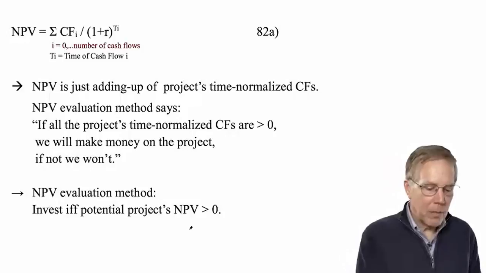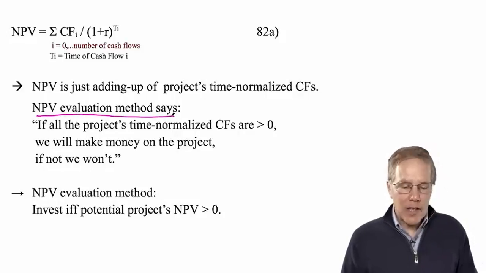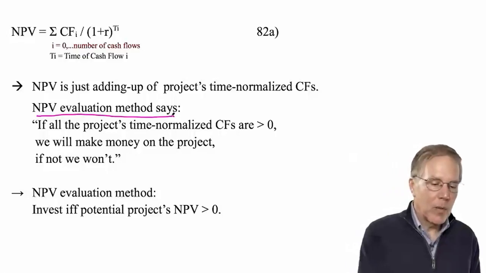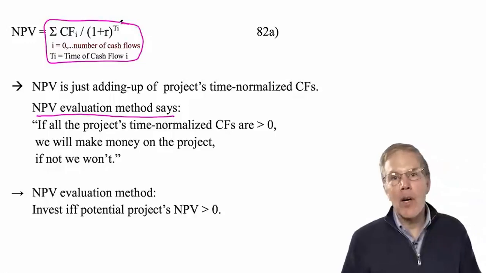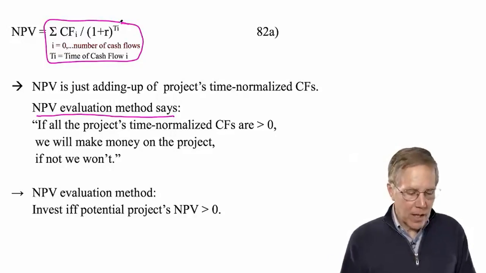So the NPV method says, if we want to put it in words, if all the project's time normalized cash flows sum to greater than 0, we're going to make money on this project, okay? If not, we won't. So we bring them all back to this apples to apples basis and add them all up, and if that sum is positive, we're going to make money. And if it's not, we're not going to, okay?